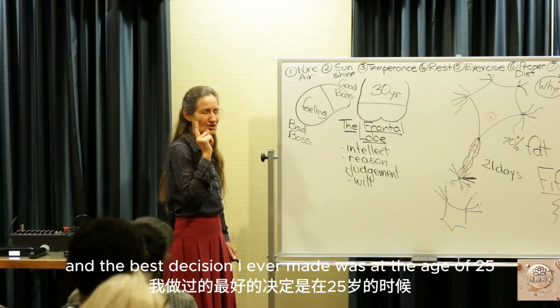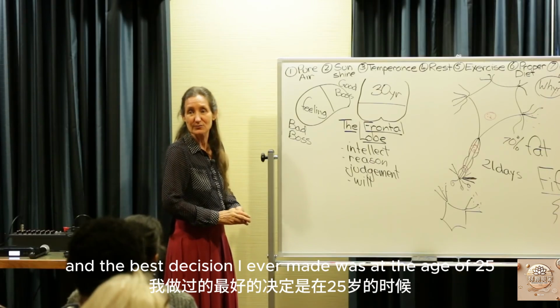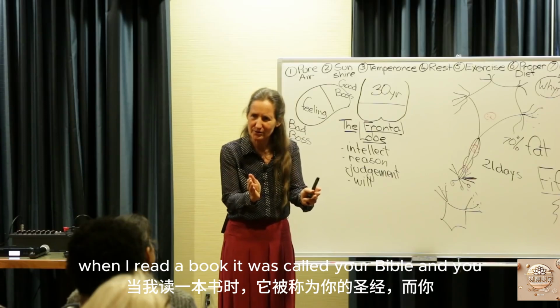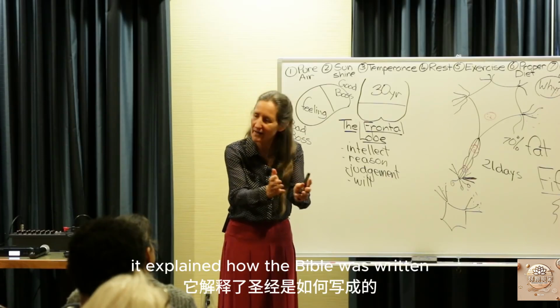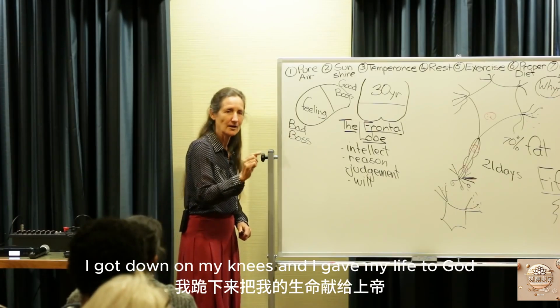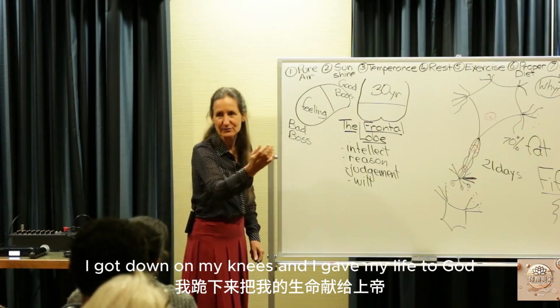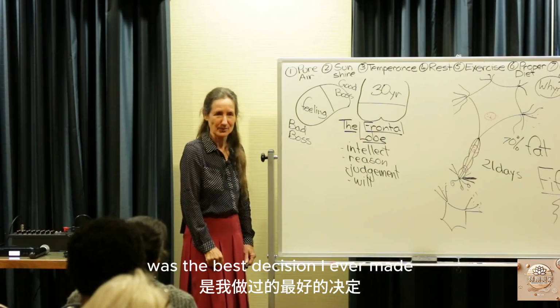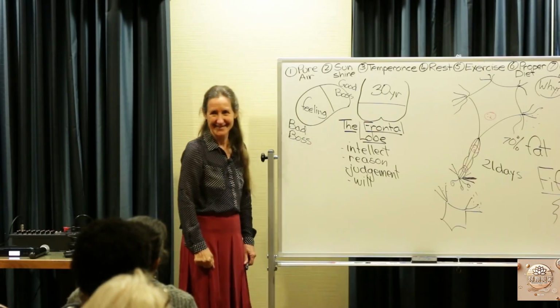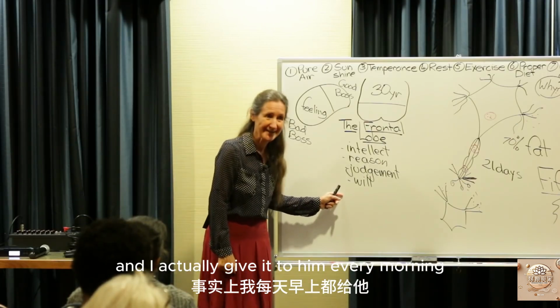And the best decision I ever made was at the age of 25. I read a book called Your Bible Anew, and it explained God. It explained how the Bible was written. And when I finished reading that book, I got down on my knees and I gave my life to God. It was the best decision I ever made. Do you know what I gave him? My frontal lobe.